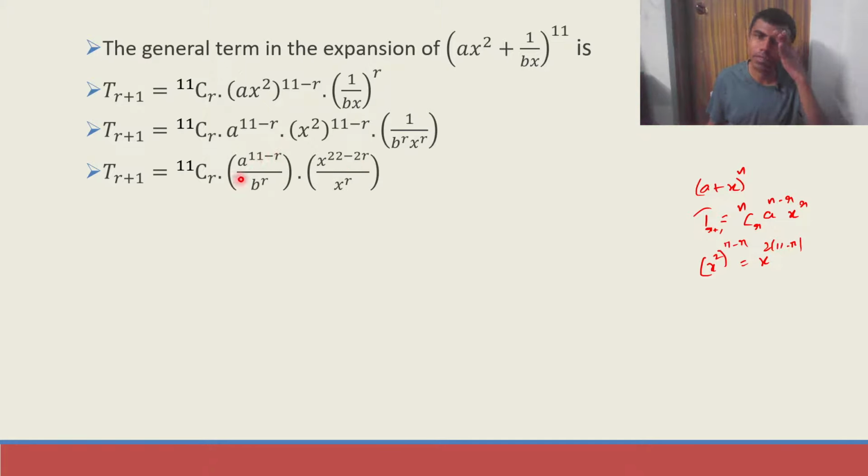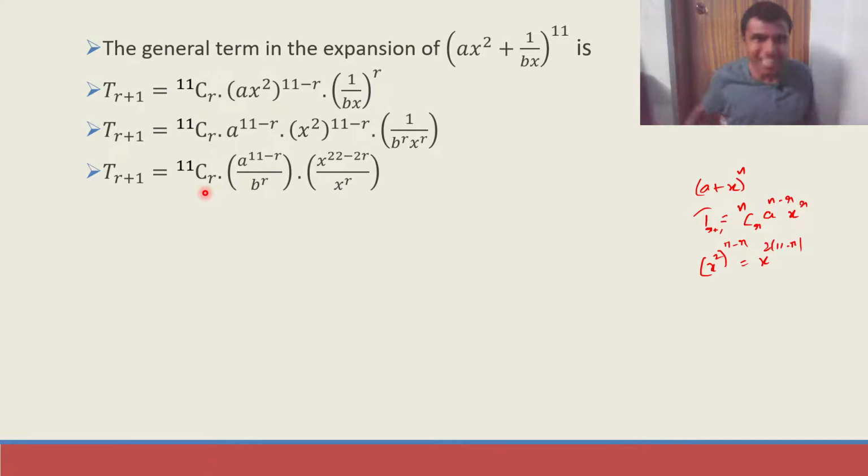Now see this step, don't get astonished, don't get surprised. I have done something here. See, a power 11 minus r, and here 1 by b power r is there, that I brought to this. So a power 11 minus r by b power r, this I wrote in one bracket. Now the x terms, I kept them in one place, like x power 22 minus 2r by x power r. x power 22 minus 2r comes from (x square) whole power 11 minus r, and the 1 by x power r I brought inside this bracket. 11Cr is there as it is. I hope it's not going above the head.